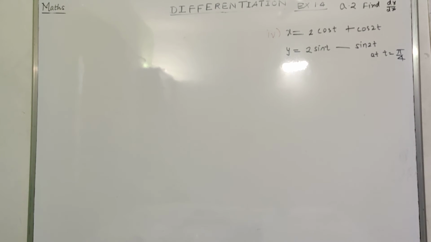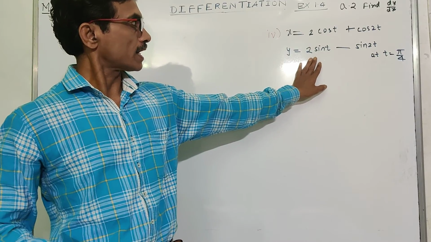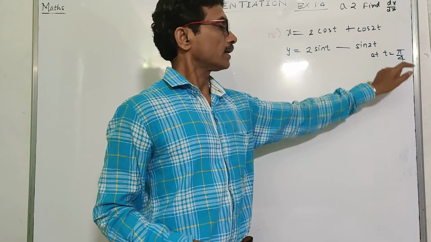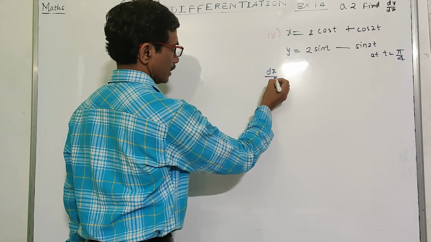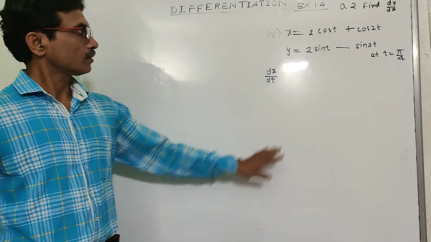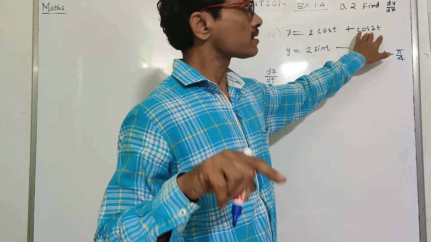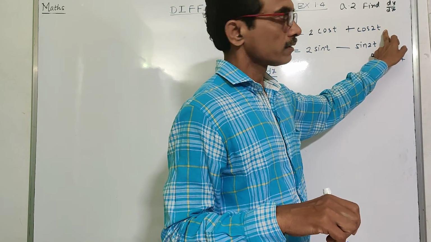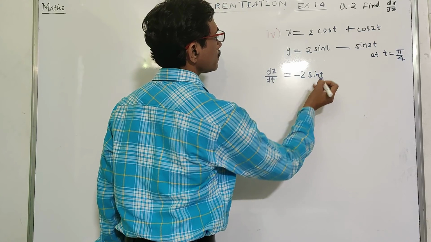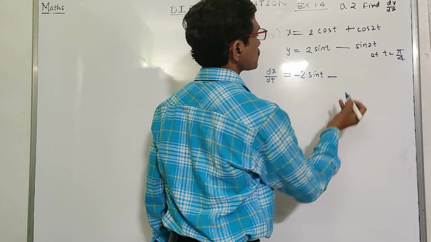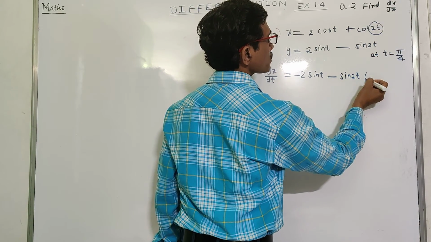Fourth sub question: x is equal to 2 cos t plus cos 2t, y is equal to 2 sin t minus sin 2t, at t is equal to pi by 4 we find dy by dx. So find out dx by dt. The derivative of 2 cos t is minus 2 sin t, and the derivative of cos 2t is minus sin 2t into the derivative of 2t, that is 2.